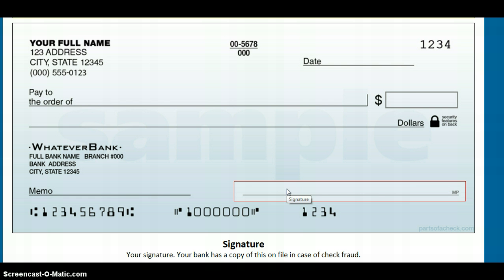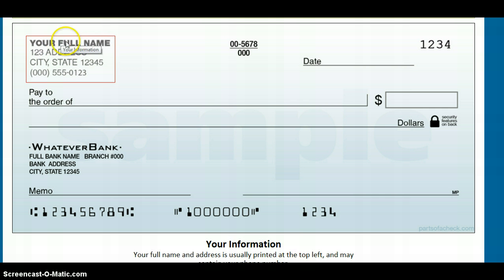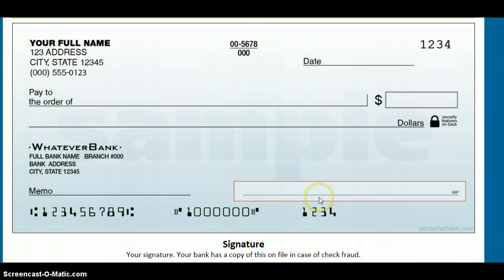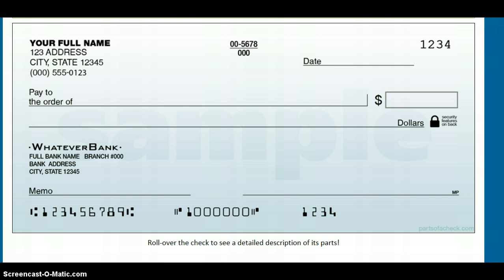This is the most important part of the check. It's your signature. The bank has a copy of this on file in case of check fraud. So if anybody else signs your check, if their name isn't up here, but they signed their name down here, then they're going to be charged with check fraud.